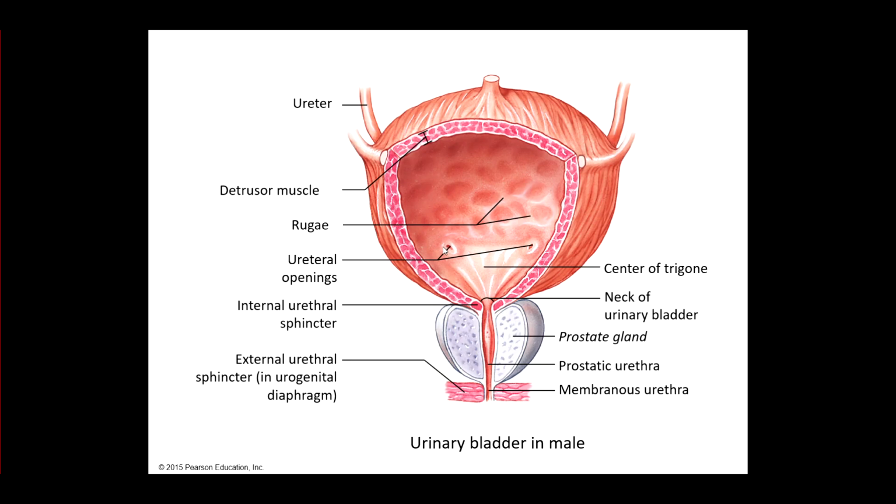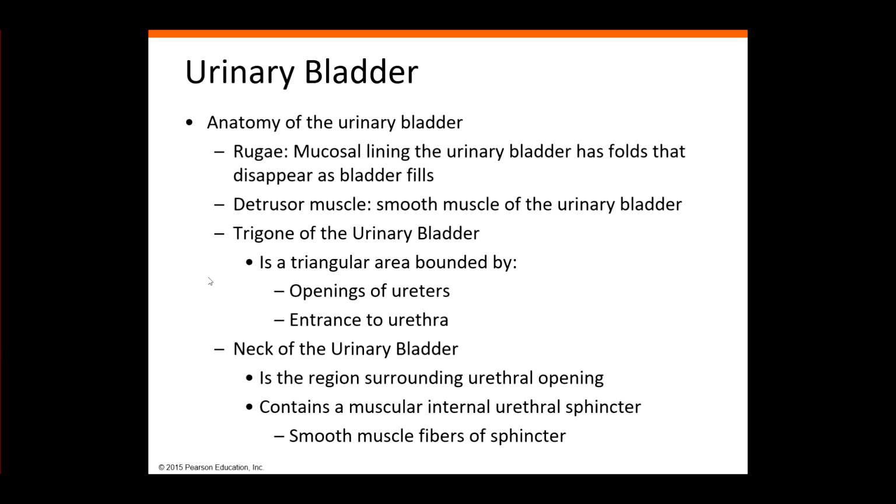So you should be able to find that. Notice down here, these were the ureteral openings for the ureters. They open into the top of this triangular looking structure, right? One's at this corner here, one's at this corner here. This triangular structure is known as the trigone. Right, it's the trigone, and that's what we're looking at here. It's a triangular area. It's bounded by the opening of the ureters above and the entrance to the urethra below.